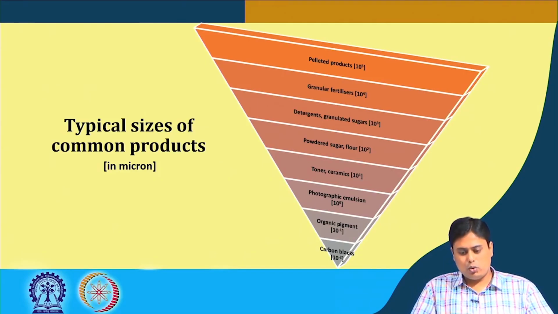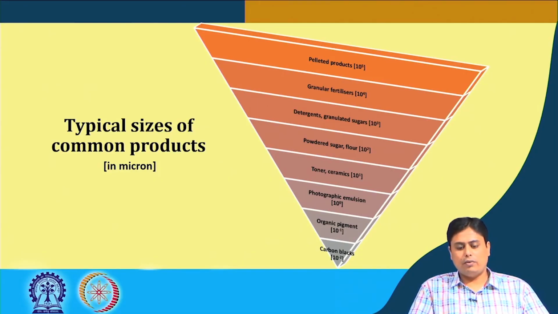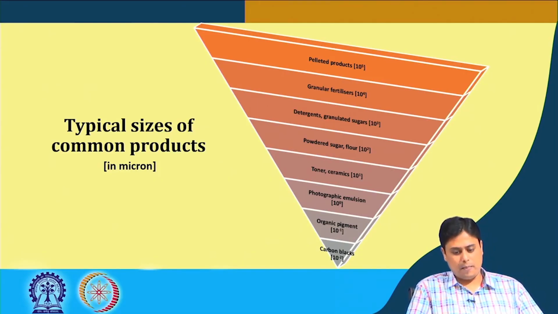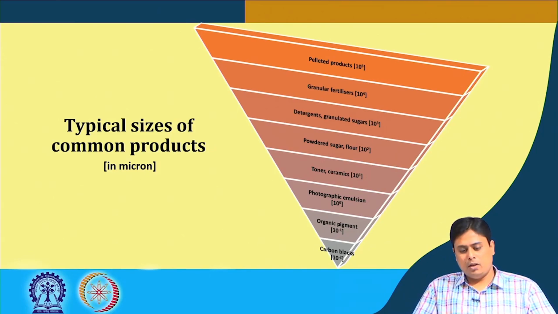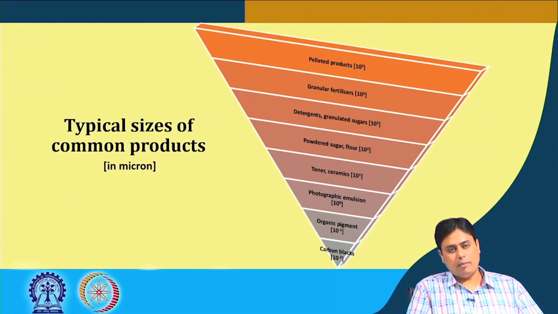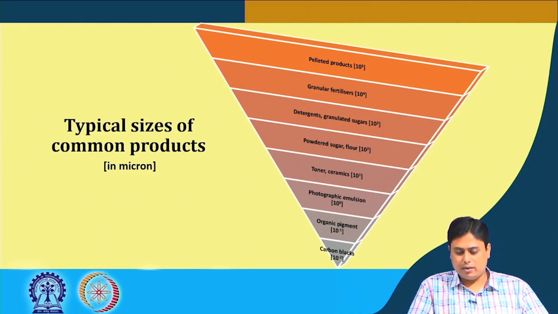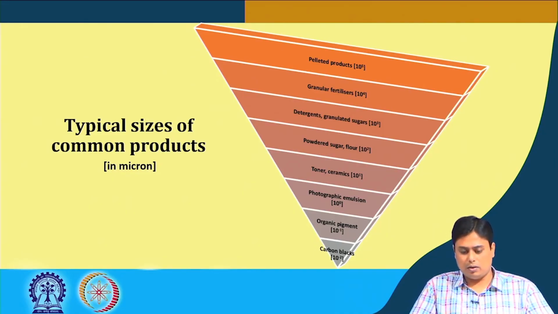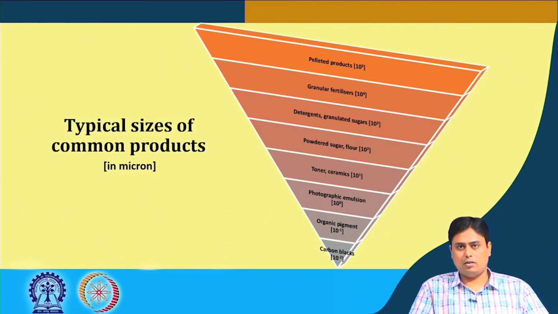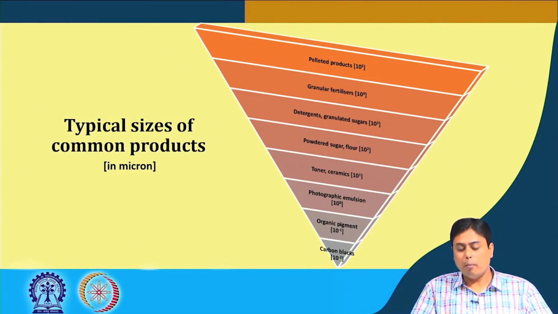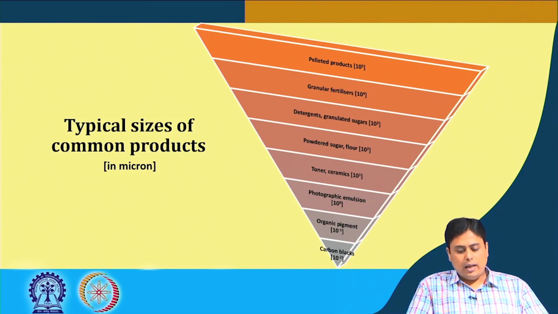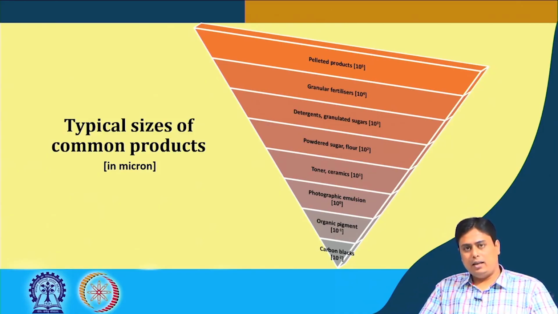Detergent and granulated sugars come in the range of 10 to the power 3 micron, that means the 1000 micron level. Then we have powdered sugar or the flour that we use regularly, with particle size in the order of 100 micron. The toner cartridges and the ceramics that we use are in the order of 10 micron. The photographic emulsions are in the order of a micron. Then there are submicron particles like organic pigments and carbon blacks.